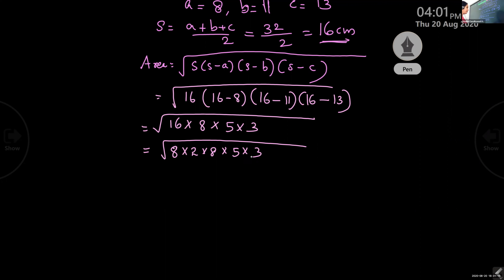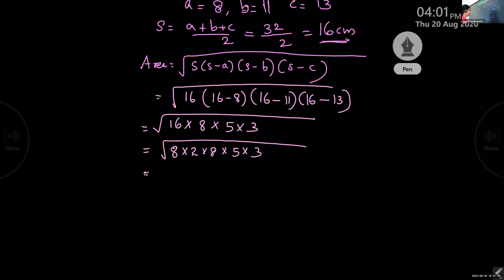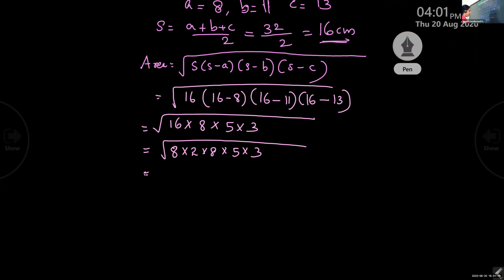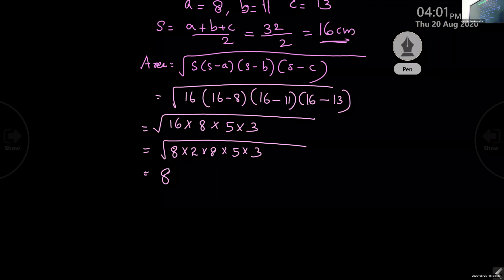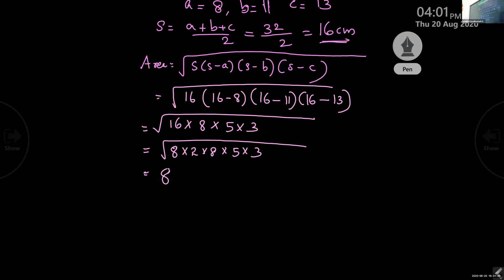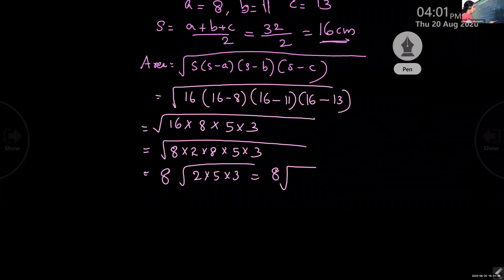No problem. Okay. So, for reducing the step, here 8 you can take out, but other numbers you cannot take out. Now pairs are there remaining. So inside the square root it is 2 into 5 into 3. And it is 8 into root of 30. 8 root 30 centimeter square.